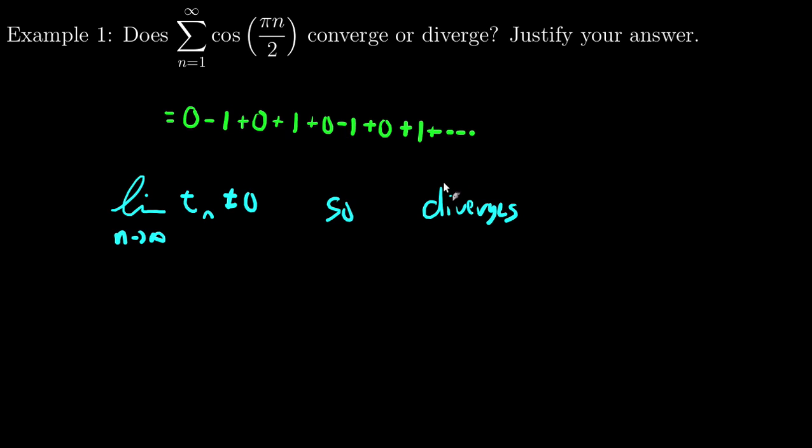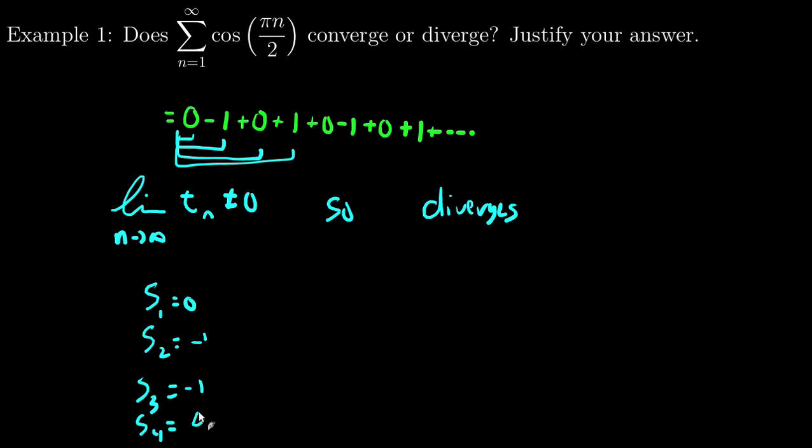Now, to help explain why it diverges, you can look at the partial sums. S1 is 0. S2, the sum of the first 2, is -1. S3, the sum of the first 3, is -1. And S4, the sum of the first 4, is 0. And then it just keeps on going: 0, -1, -1, 0, 0, -1, -1, 0. Never settles down to a single value, so it diverges.